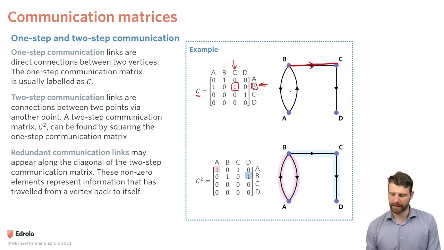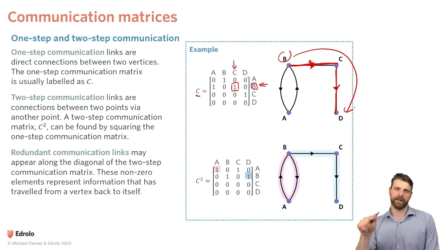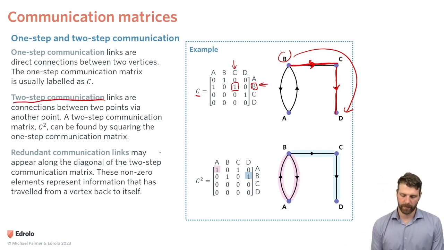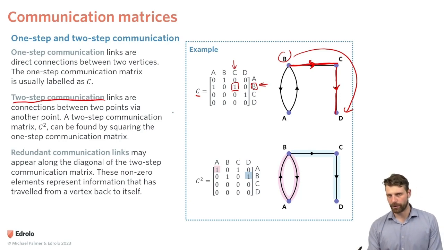We can also have two-step communication. So you can think about, well, if B tells a secret to C, and then C tells that secret to D, then that secret has traveled from B to D, but not directly. So it's traveled through another party. And that's called a two-step communication. We can get all the two-step communications by squaring the first one-step matrix.